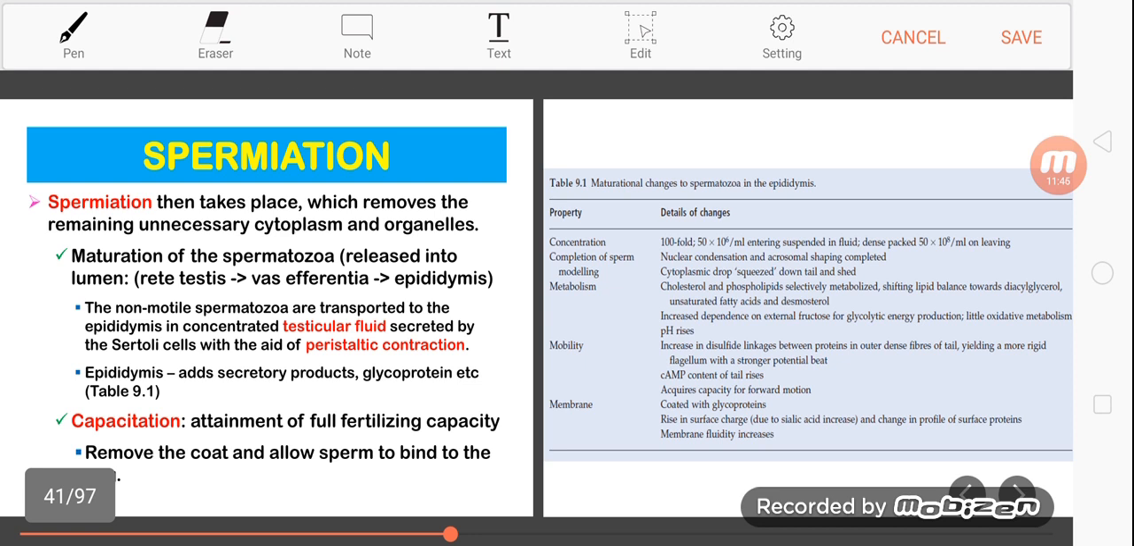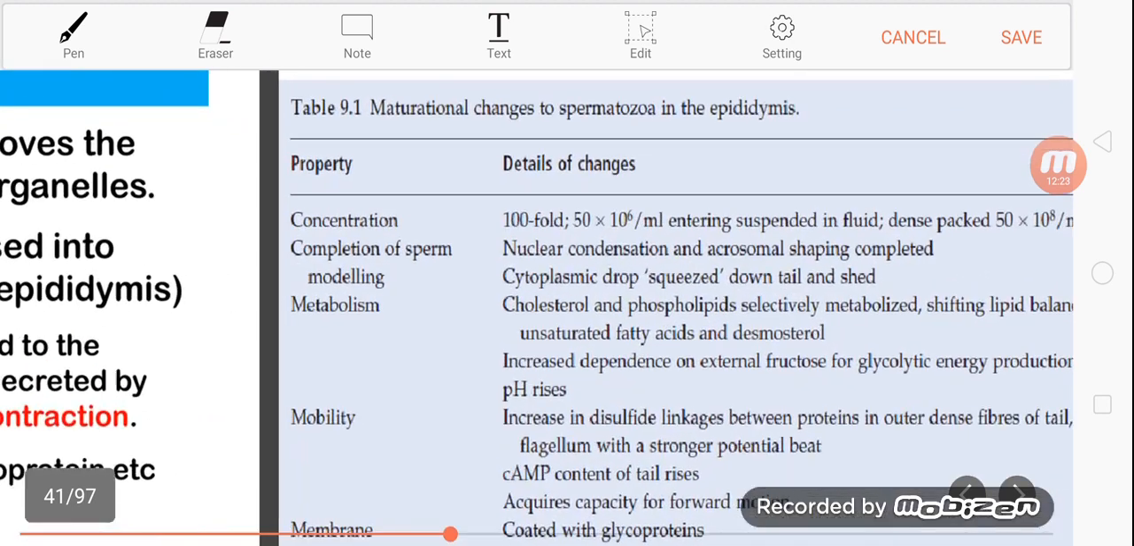So the movement of the spermatozoa is through peristaltic contraction, because the fluid over there is so concentrated. At the epididymis, during the storage, the spermatozoa will undergo some changes. It will have additional secretory product, glycoprotein, like in this slide over here.